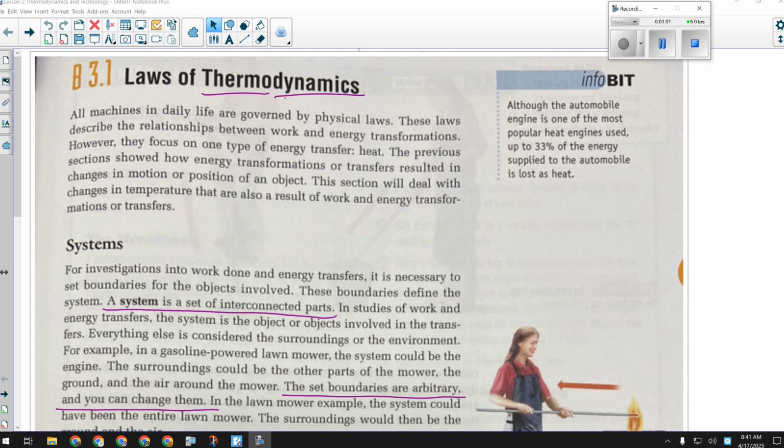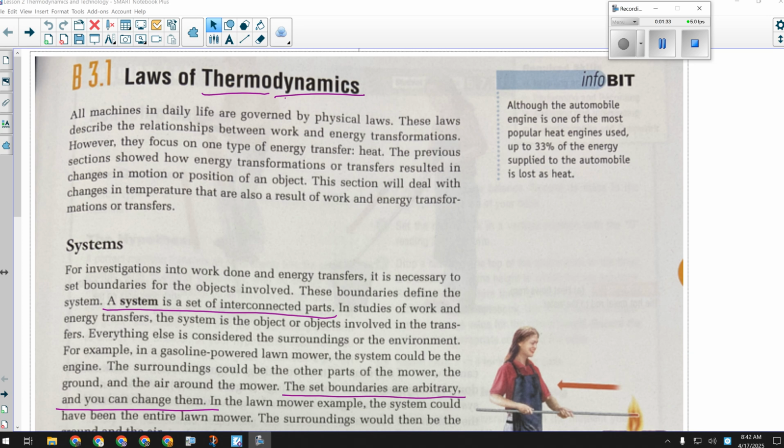Okay, so the laws of thermodynamics govern basically how things work in terms of energy and thermal energy specifically. The first law of thermodynamics is the law of conservation of energy. Energy cannot be created and it cannot be destroyed. It can be changed. It can be given. It can be lost. All of those kinds of things, but it can never be created or destroyed. That's the first law of thermodynamics.